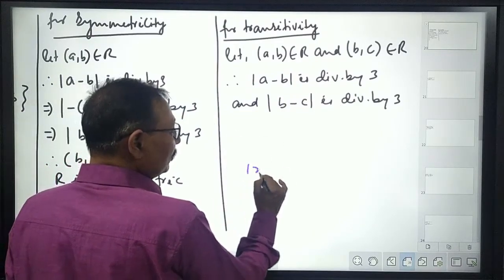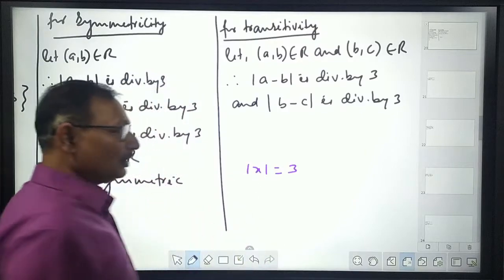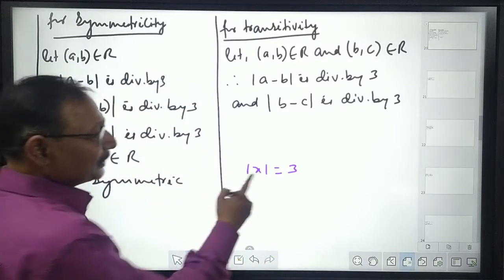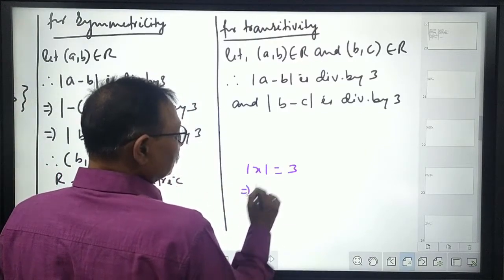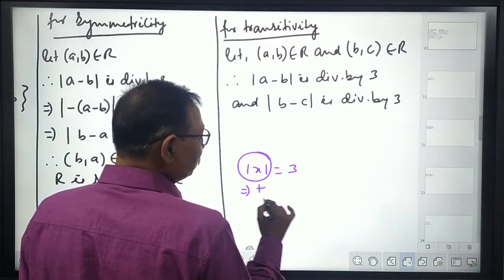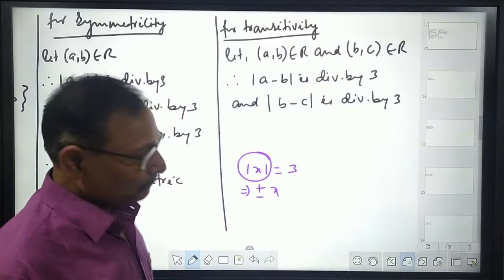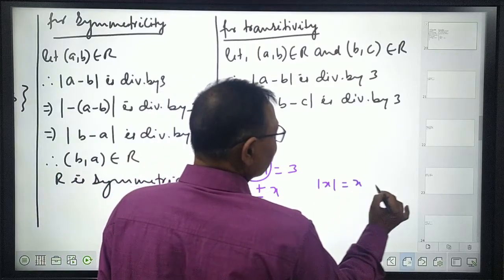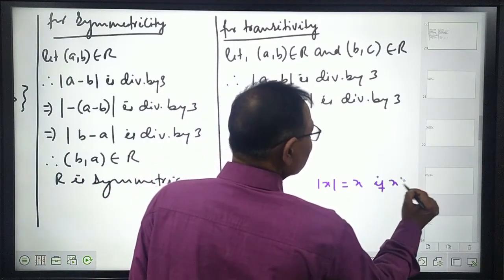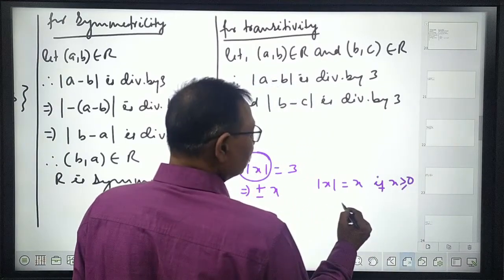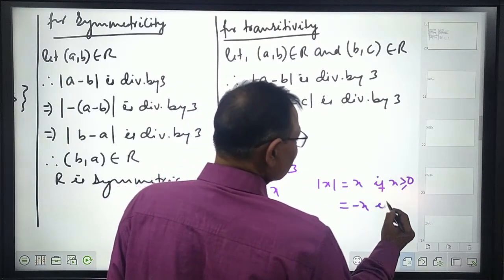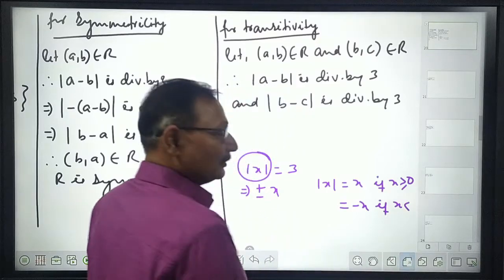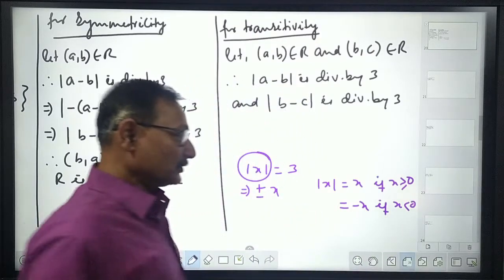Suppose that modulus x is equal to 3. Then we can write this as x equals plus minus 3, because we know that modulus x is sometimes x, and it is sometimes equal to minus x. Okay, and that sometimes is due to this.